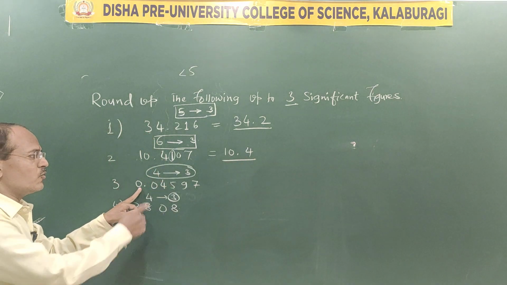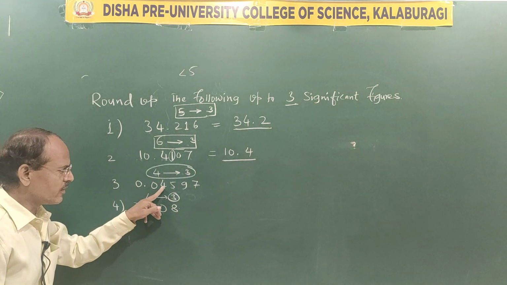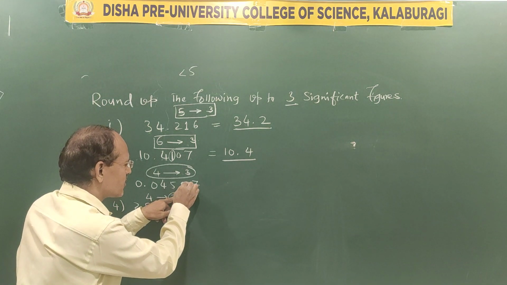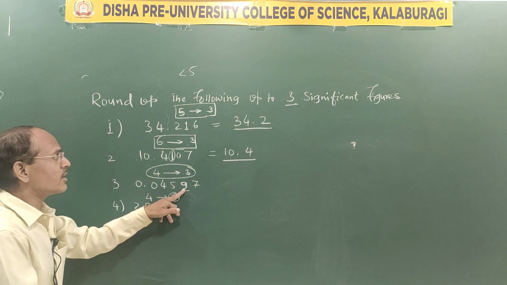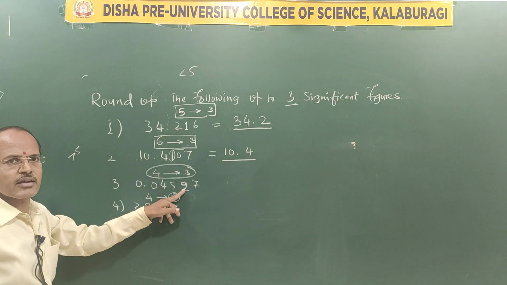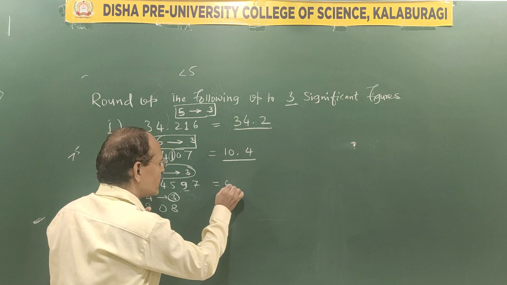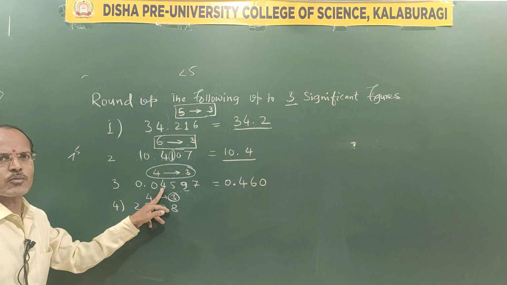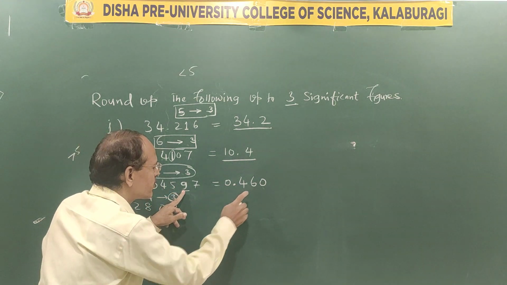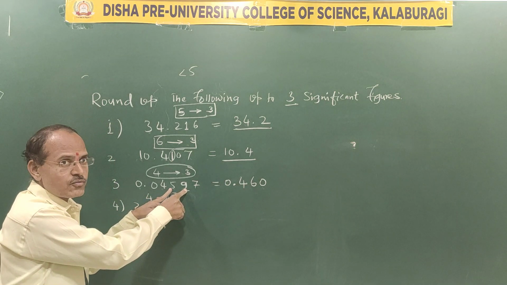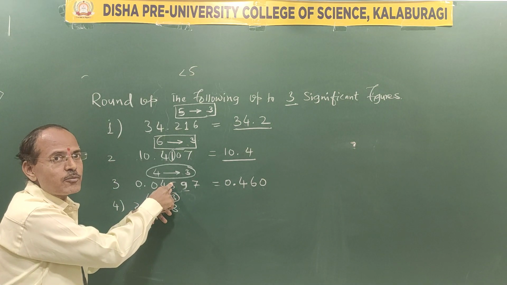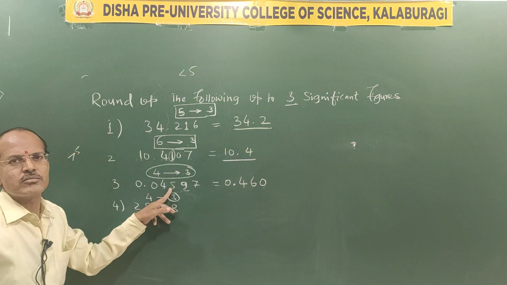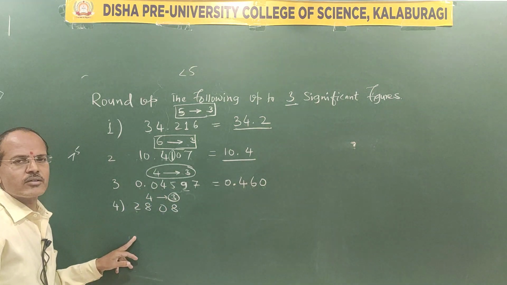Now the third, 4 to 3. Look at this, 4, 5, 9. I have to convert up to here. So that means this 9 is greater than 5. Therefore I can write 0.460. Why 460? Because it is greater than 5, so one digit should be increased. It becomes 0.460.